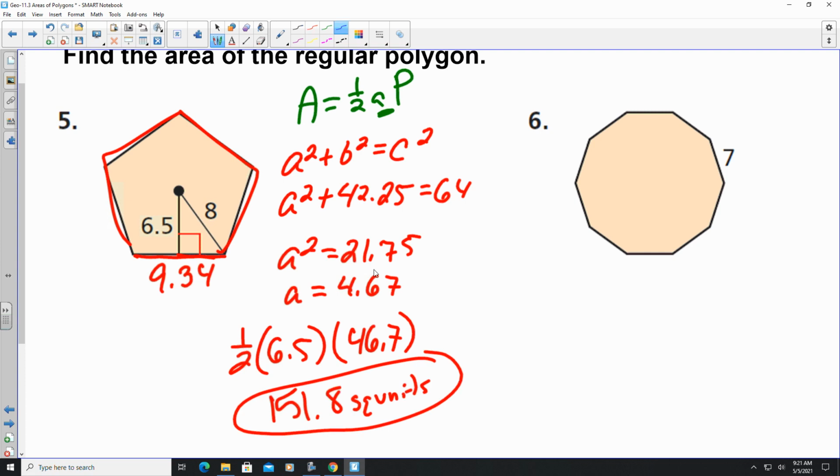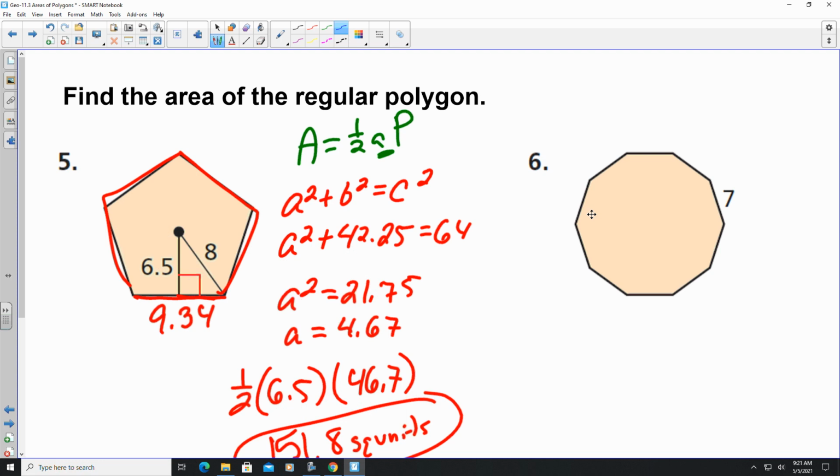All right. Looking at 6, the only thing they gave us was the side measurement of one of the regular polygons, and that's 7. So let's see how many sides there are. 1, 2, 3, 4, 5, 6, 7, 8, 9, 10. So it's a 10-sided figure. So the perimeter of this particular polygon is going to be 10 times 7, which is 70. So I got the perimeter.